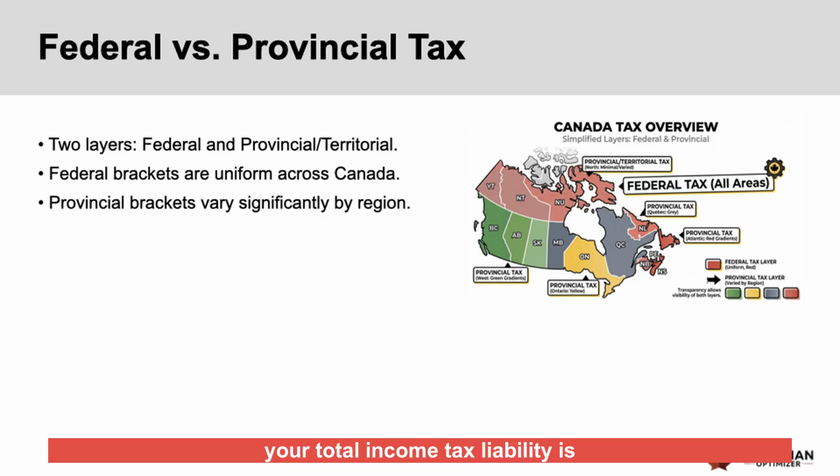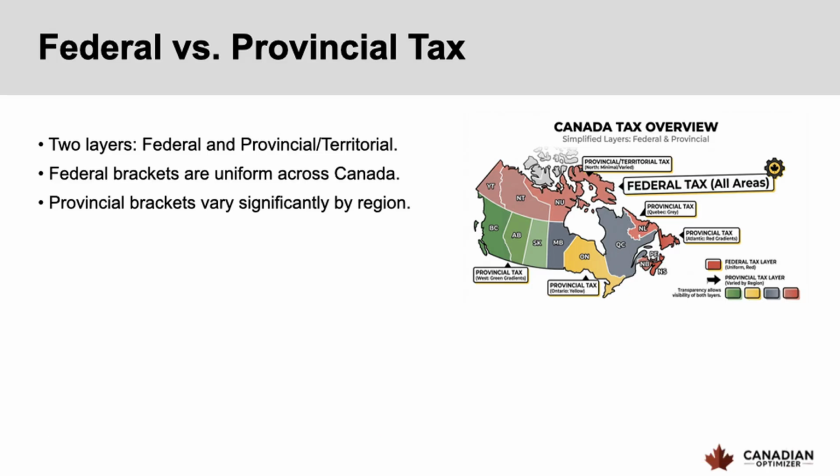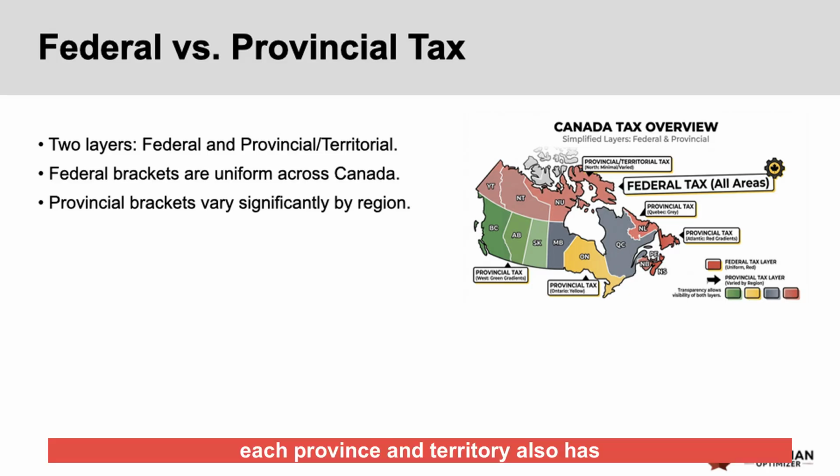In Canada, your total income tax liability is determined by a combination of two distinct levels of government, federal and provincial, or territorial. The federal government sets its own set of tax brackets and rates, which are applied uniformly to all Canadians, regardless of where they reside. However, each province and territory also has its own separate set of tax brackets and rates. This means your total tax bill will differ depending on which province you call home, even if you earn the exact same income as someone in another province. We'll be focusing primarily on the federal brackets, but always remember to factor in your specific provincial rates.